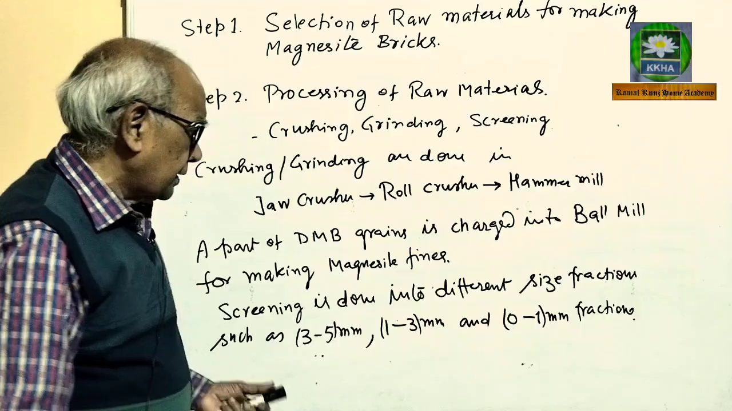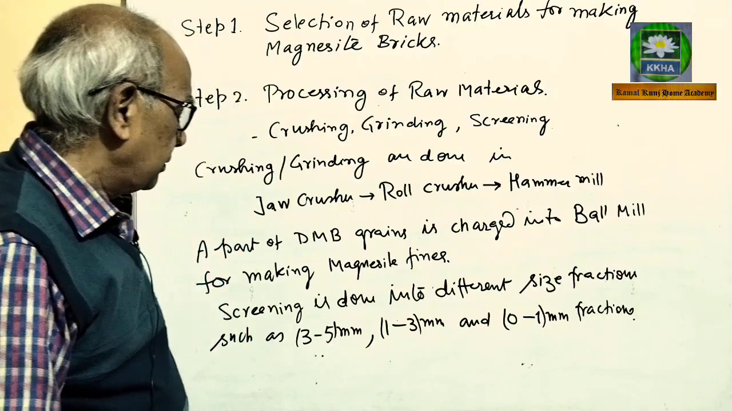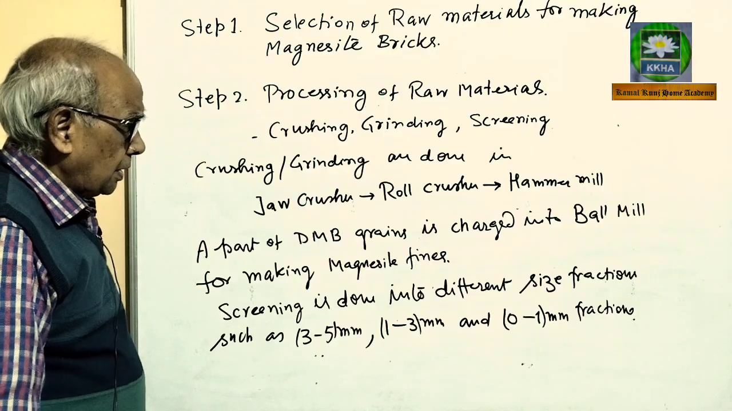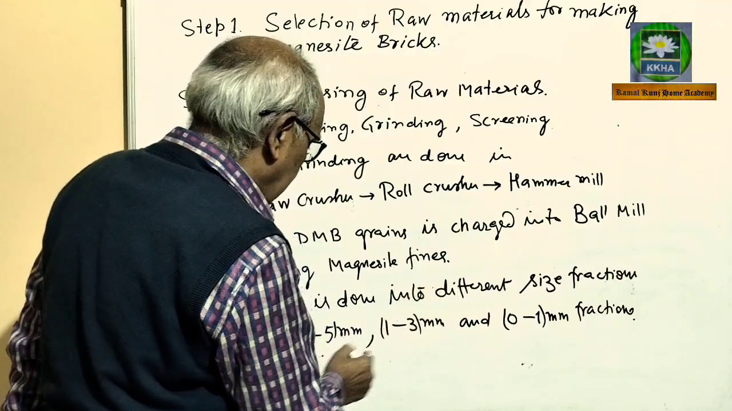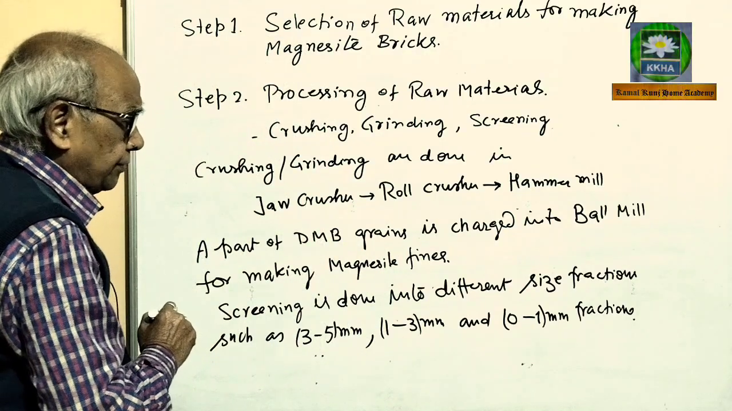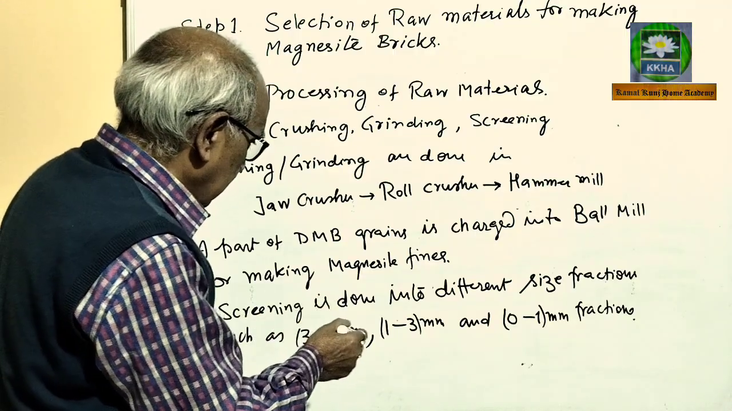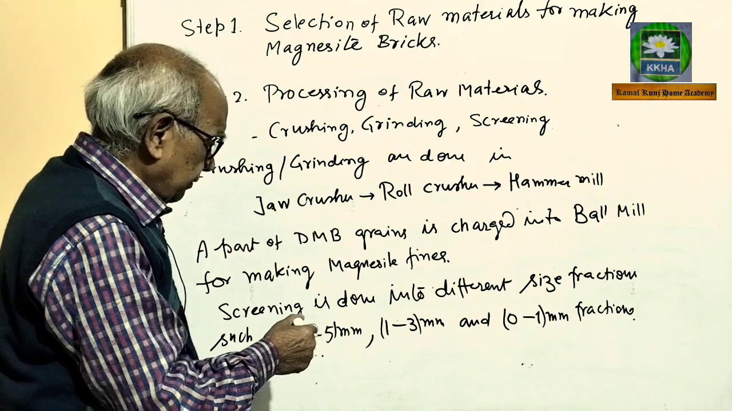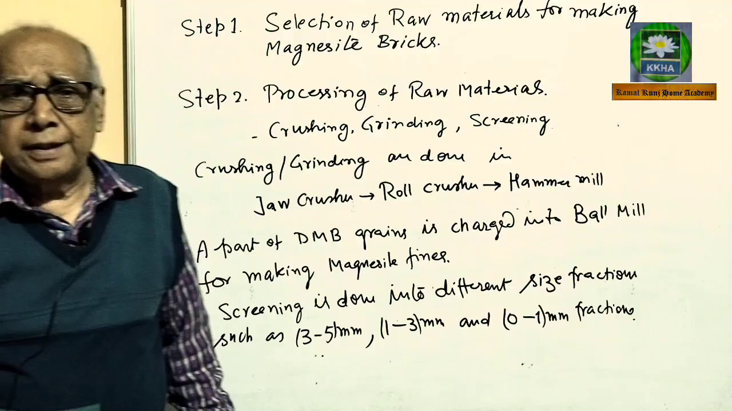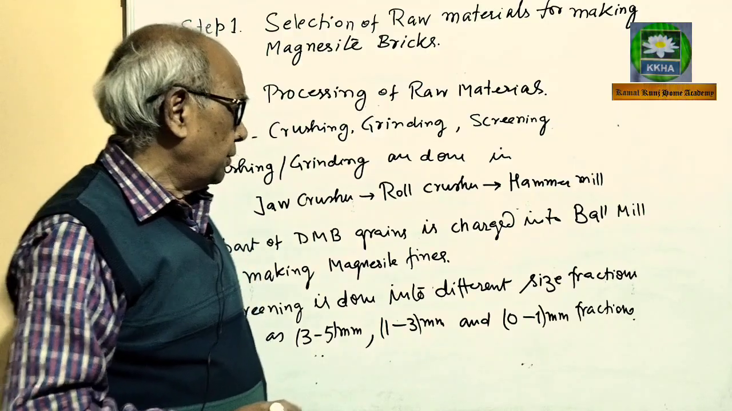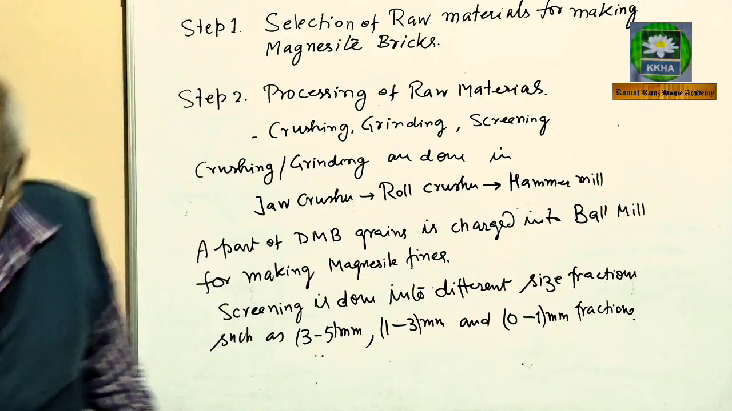Now, after screening, these fractions are stored in overhead silos. A part of magnesia grains are charged into ball mill for making ball mill fines. So all these fractions, magnesite grains, are stored in overhead silos. From here, these are taken for making the batch composition. Now, next step is grading.